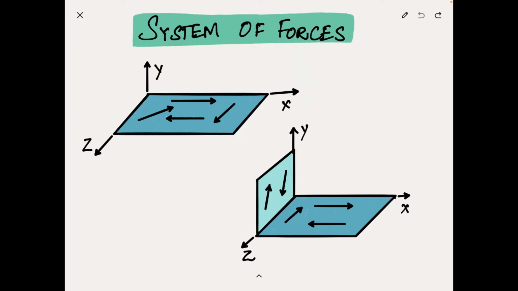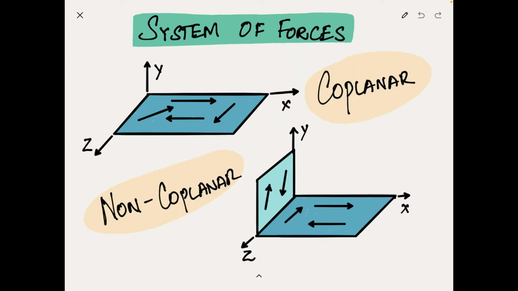So, here's the trick. Based on the plane in which the forces are acting, you can split the system of forces into two types. The first one, where all the forces act in a single plane, is called coplanar forces, while the second one, where forces are acting in different planes, is called non-coplanar forces. Even in the second example, if you consider only one plane, say the xz plane, all the forces in the xz plane are coplanar. But when you consider one force from xz and one from yz, then these two forces become non-coplanar forces.